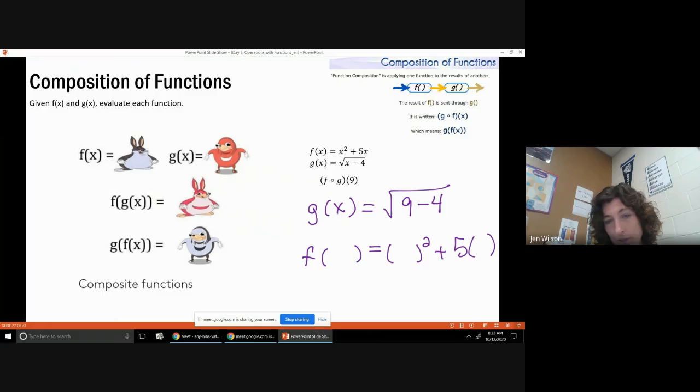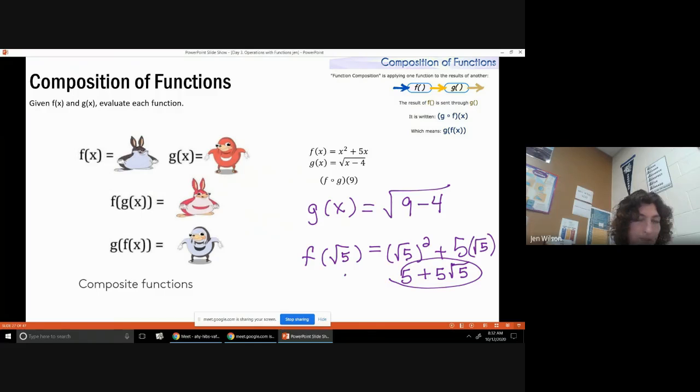So 9 minus 4 is 5. And so the answer to this one is square root of 5. So square root of 5 is going to go in the next one. So we can say f of square root of 5. And square root of 5 squared is just 5. This one we can't simplify. And that's our answer for our composition of functions.